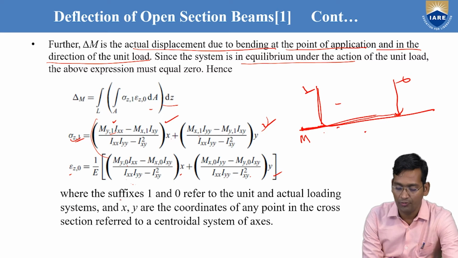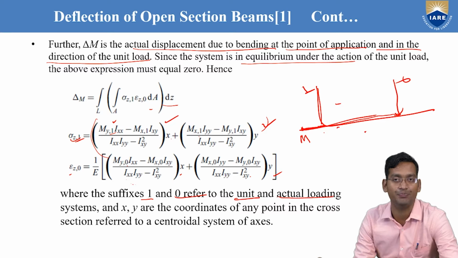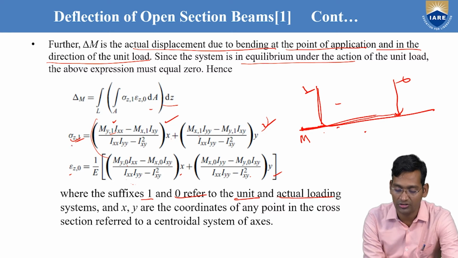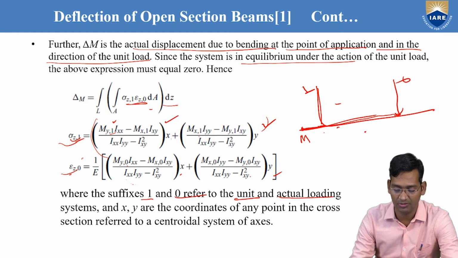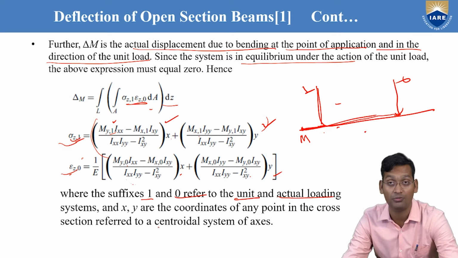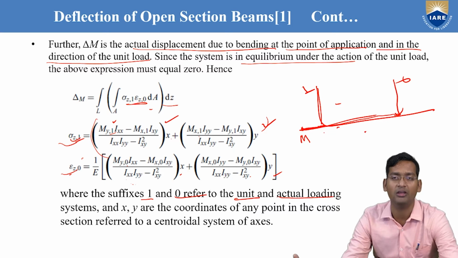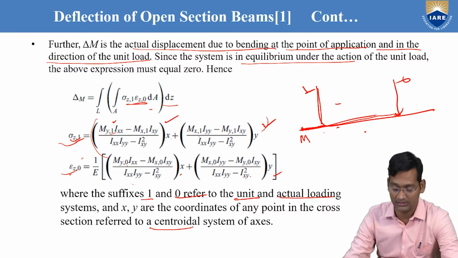Okay, now just see here in this method, the suffixes 1 and 0 refer to what I told you: 1 is for the unit load and 0 is the actual loading system, right? So this sigma z1 we found for the unit load, and this we found for the actual loading. Now just substitute these two values in the displacement equation, and x, y are the coordinates of any point in the cross section referred to the centroidal system of axes. So the centroidal system, like the moment of inertia along the x-axis, y-axis. That's why in the xy plane it is given as the centroidal system of axes.